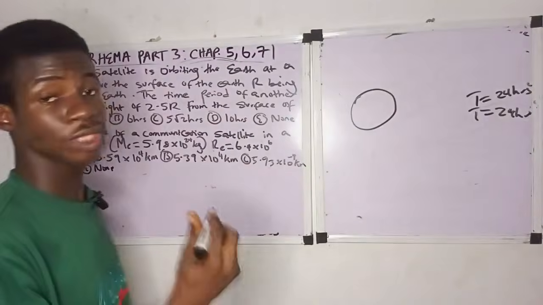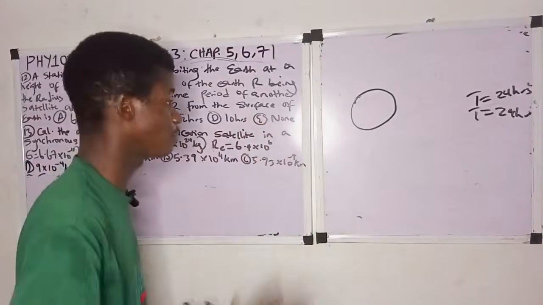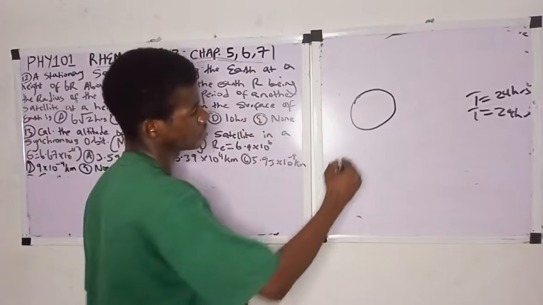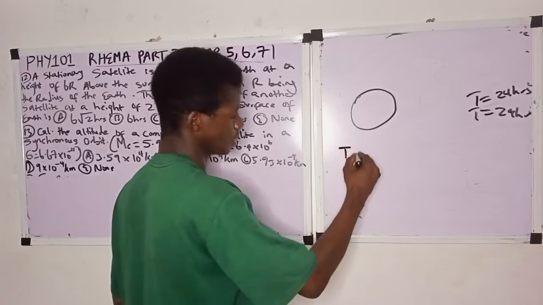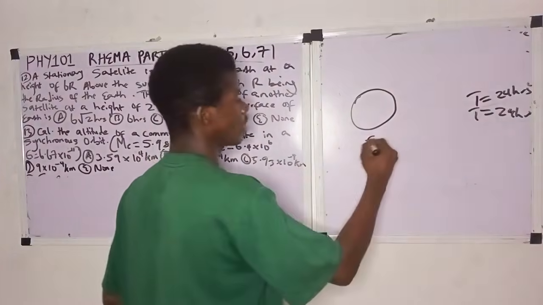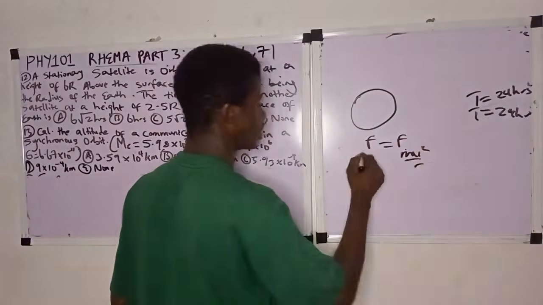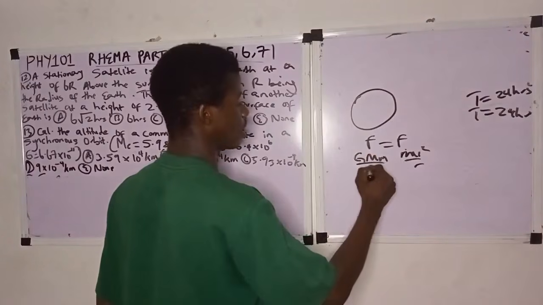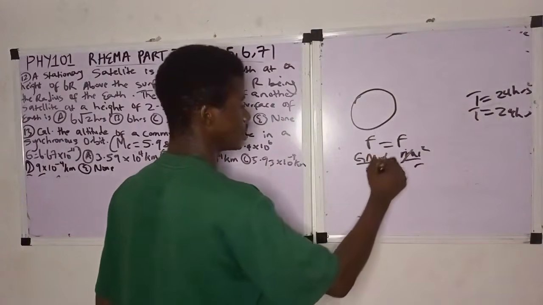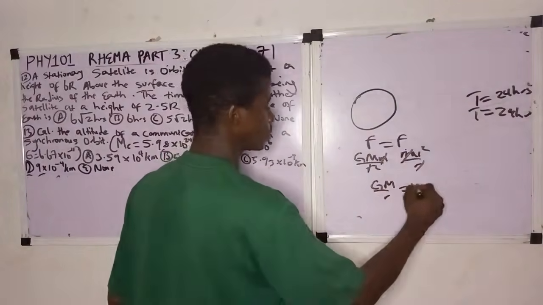There's not much time. I would have taught you guys how to derive it, but there's not much time, so let me just give you the formula to calculate the period. T is equal to... I think I should derive it, but I'll be fast. Okay, F equals F: mv squared over r equals GMm over r squared. This cancels this, then this cancels this. So GM over r is equal to v squared.